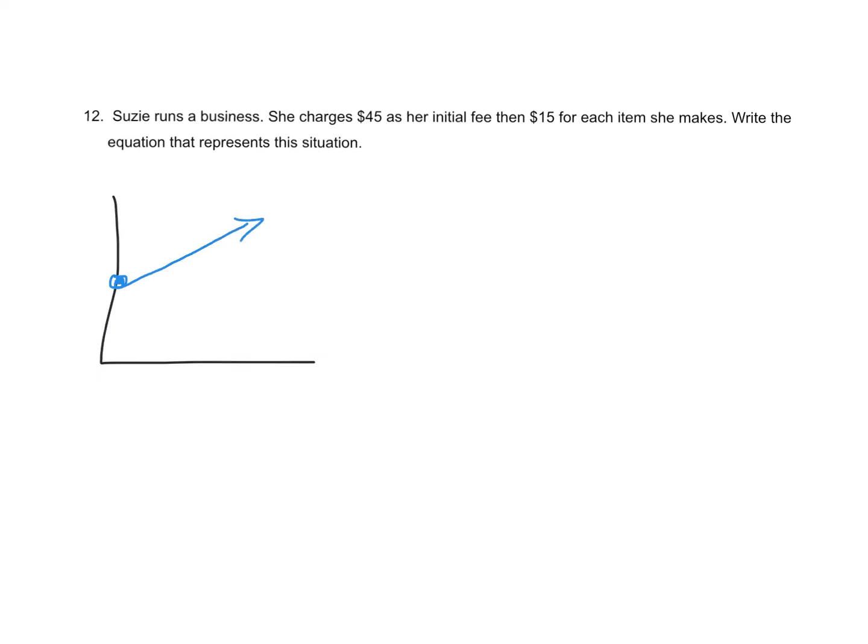Her slope is 15. So the equation is y equals mx plus b. Y equals the $15 per item that she makes plus the $45 initial fee.